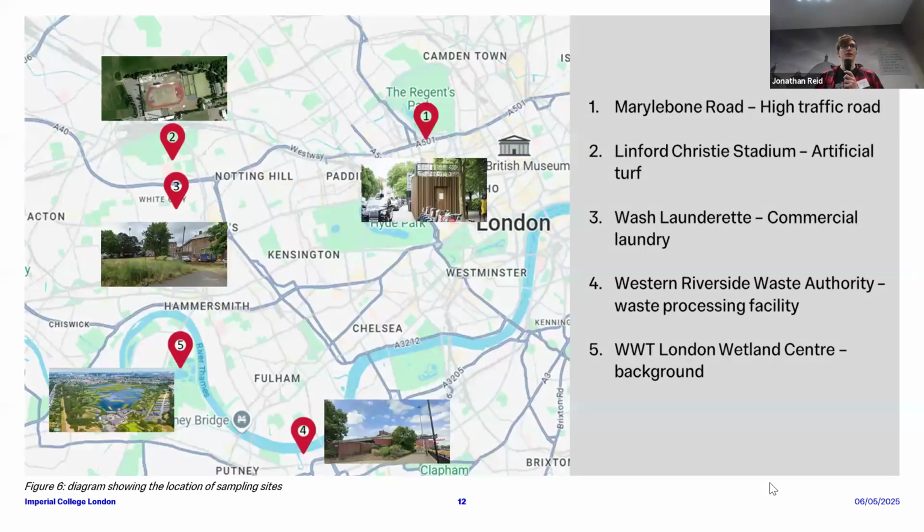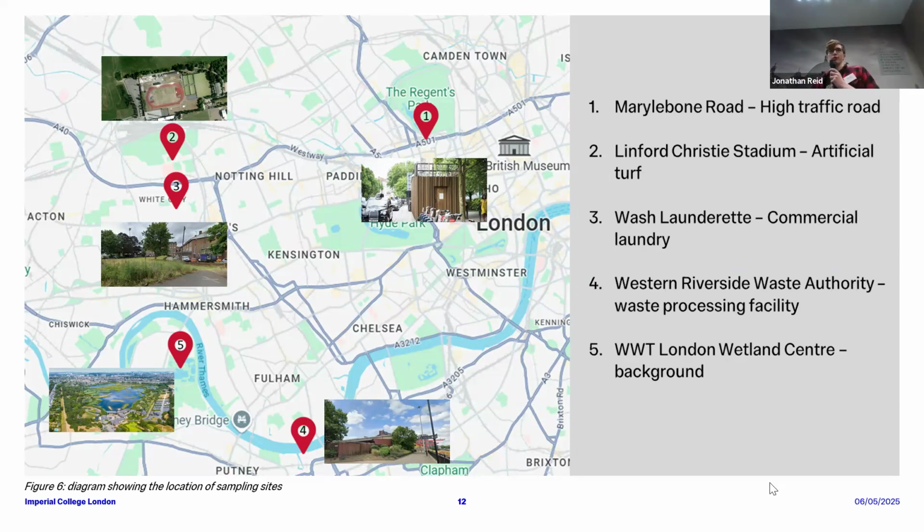My application for this, which I'm working on at the moment, is collecting samples around London to look at the composition of microplastics in these environments, and see if changes in these environments can be linked to suspected sources. I have a range of sites here. I've got a high traffic street to look at tire wear, rubber materials. There's an artificial turf and running track at the Linford Christie Stadium, so I'm looking at the rubber crumb and the materials used to make those pitches.